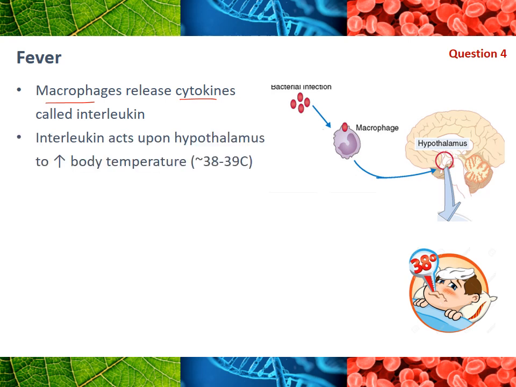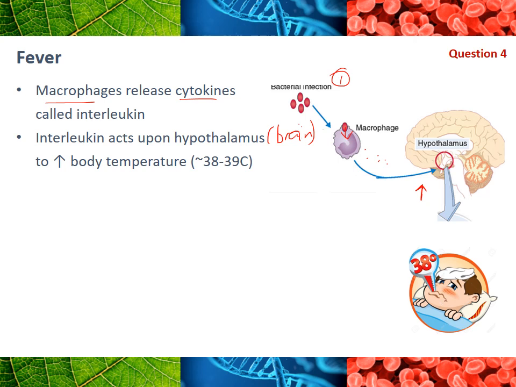Interleukin sends a message to the hypothalamus, which is in the brain, and it's the part of the brain that's responsible for regulating a lot of our body functions and our endocrine system. It sends a message to the hypothalamus to increase the body temperature. Okay, so if you look at this picture, we had our pathogen here. The macrophage, when it engulfed that pathogen, released these cytokines called interleukin, and they will act upon the brain. And the brain has increased the internal body temperature to around 38 to 39 degrees Celsius.